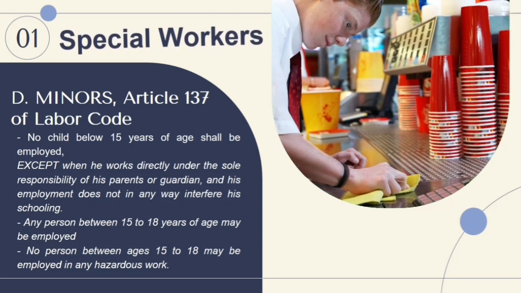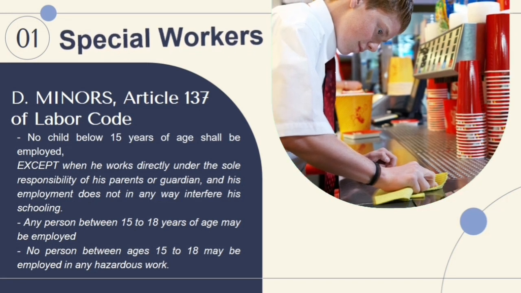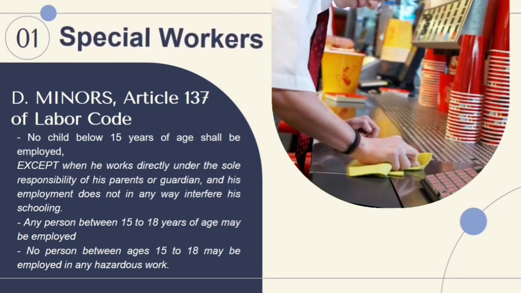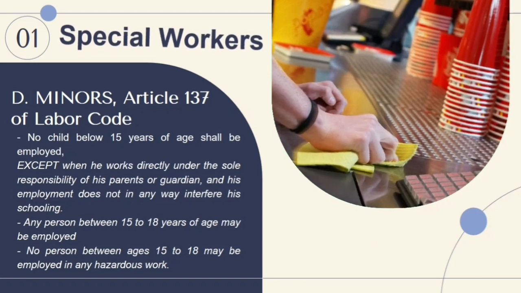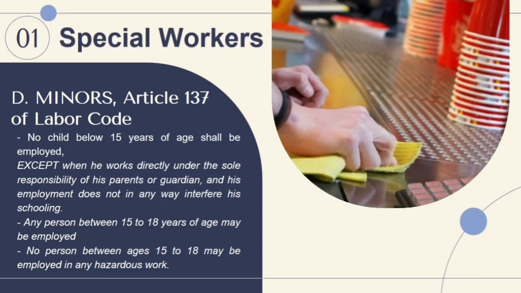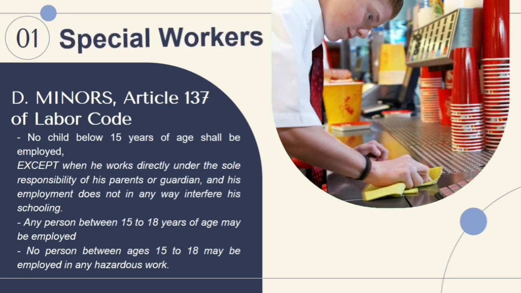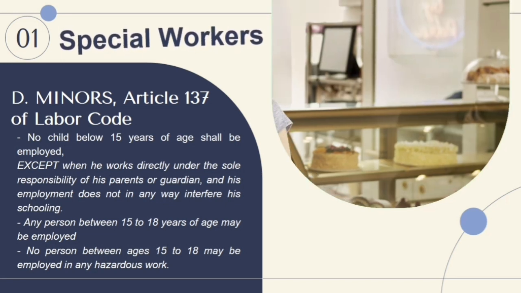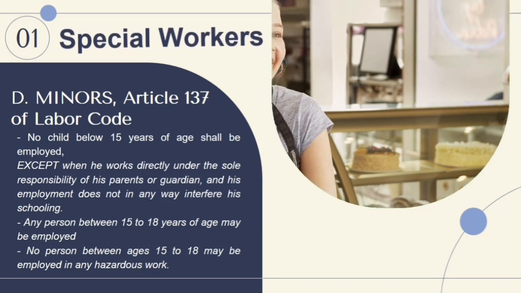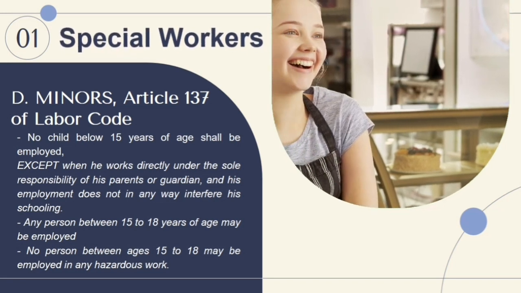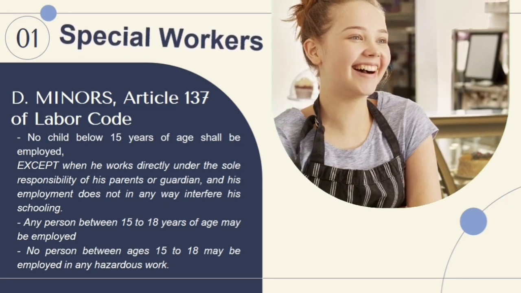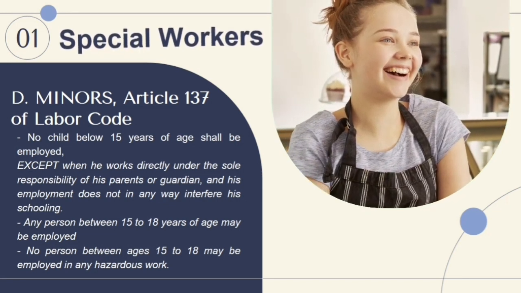So under this case, who may be employed? Class, any person between 15 to 18 years of age may be employed for such number of hours and periods determined by the Secretary of Labor in appropriate regulations. Again, class, no person between ages 15 to 18 may be employed in any hazardous work.